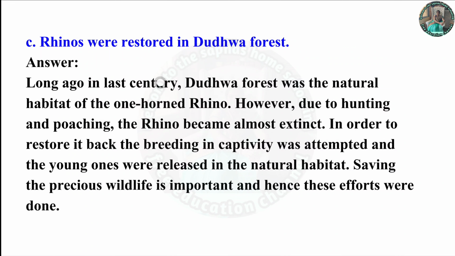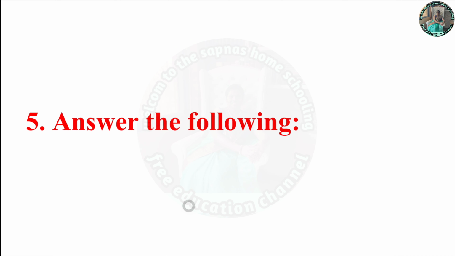Rhinos were restored in the Dudhwa forest. Long ago, in the last century, Dudhwa forest was the natural habitat of the one-horned rhino. However, due to hunting and poaching, the rhino became almost extinct. In order to restore it, breeding in captivity was attempted and the young ones were released in the natural habitat. Saving the precious wildlife is more important, and hence these efforts were made.